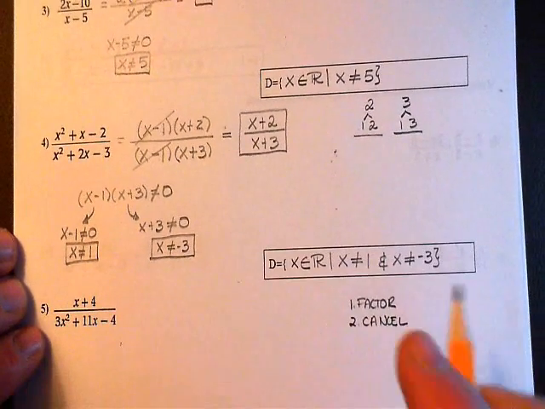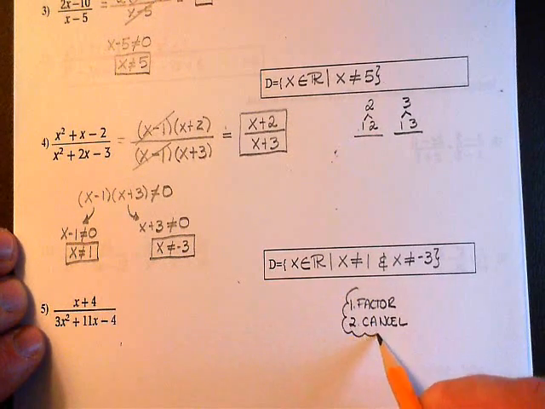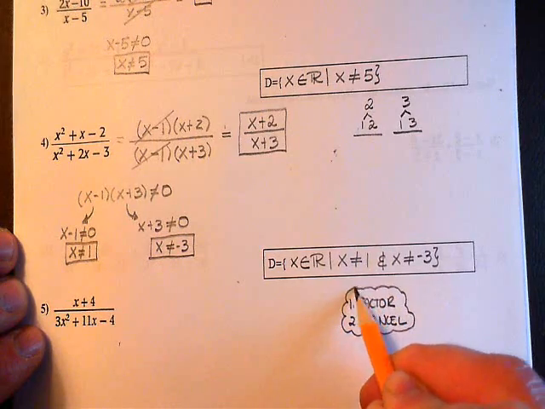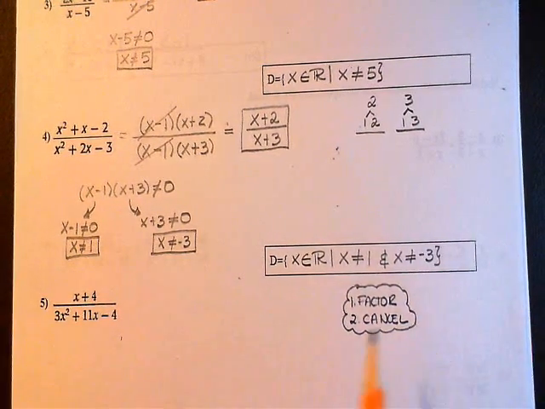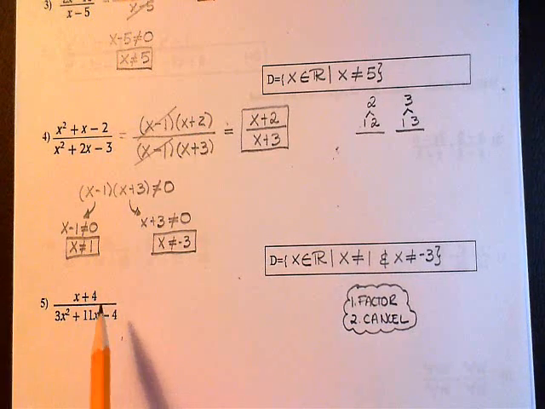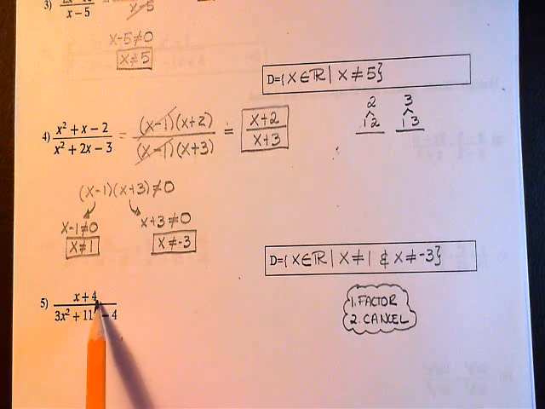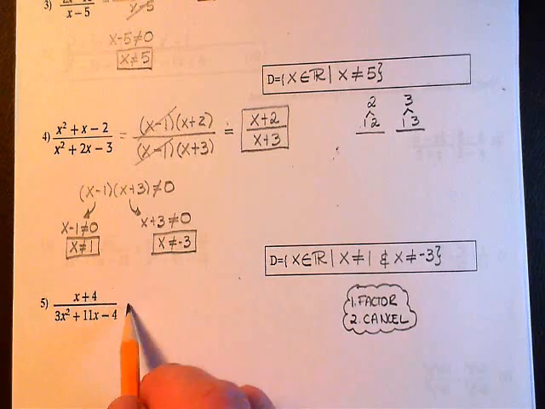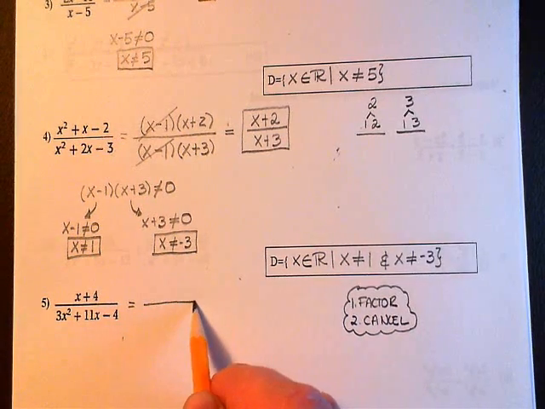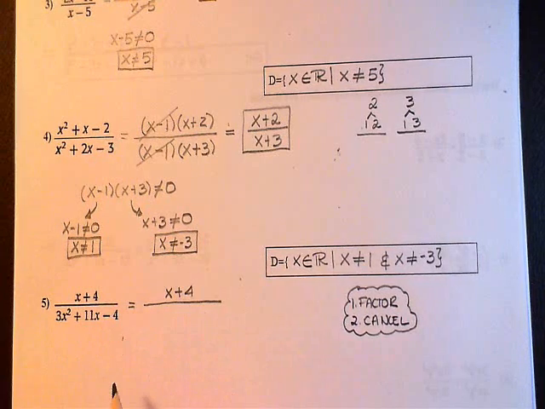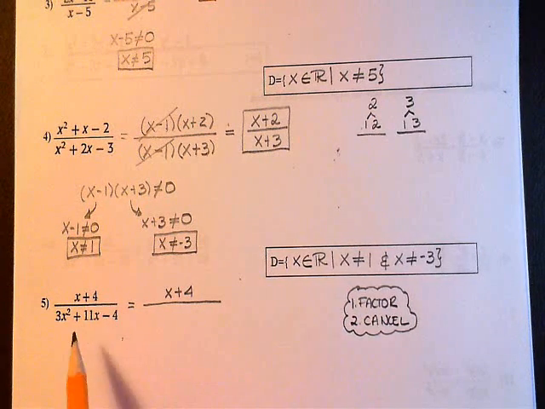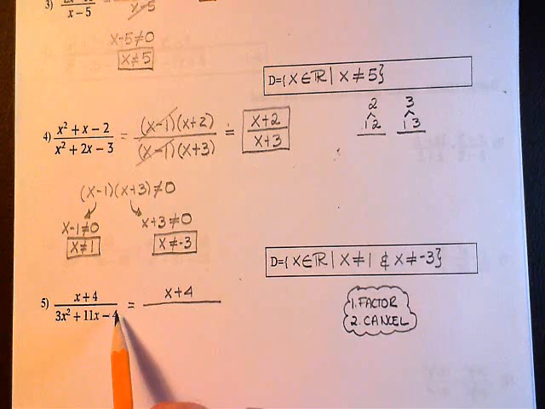And I went ahead and wrote again our objective, which is to do these two steps, which we always have to have in mind. So when I look at problem number 5, I look at the top and I ask, can I factor anything? And the answer is no. That's okay. Just write it down. X plus 4.